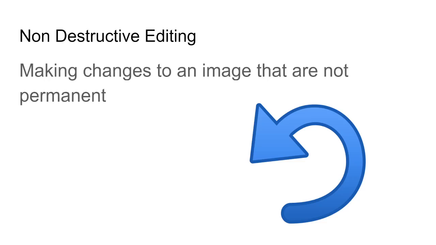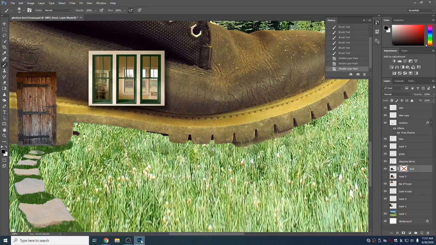Okay, final word, non-destructive editing. That means making changes to an image that are not permanent. Non-destructive editing is really smart because later you might want to go back and do something different, but if you haven't done non-destructive editing, then you can't. It's already been changed, and you can't necessarily go back to the way it was. Non-destructive editing is stuff like I just showed you. I didn't actually erase the boot. I just hid it so I can get it back later if I want it. If I decide that I don't want a layer to be seen, I can instead delete the layer.